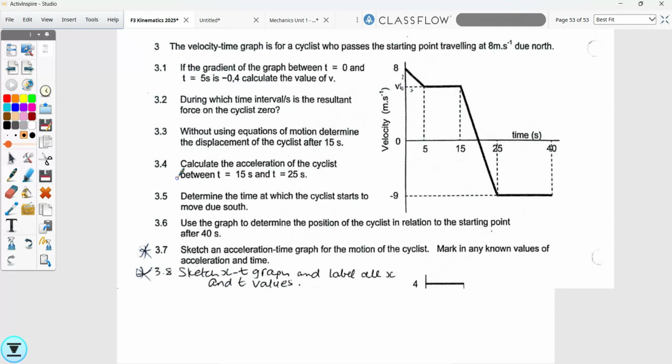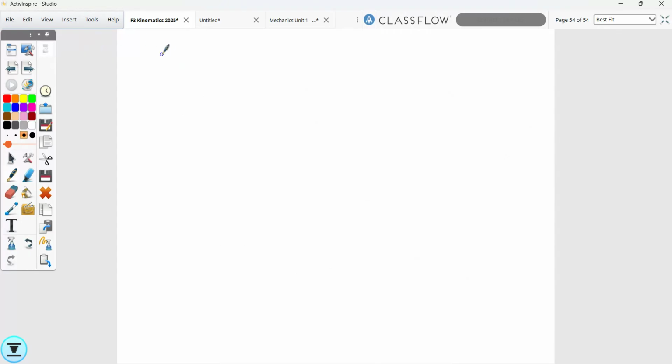Get from the graph. So there are three types of graphs. Just quickly again. The first graph is a displacement versus time graph. The second graph is a velocity versus time graph. And the third one is an acceleration versus time graph.